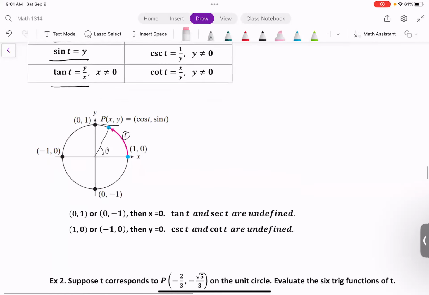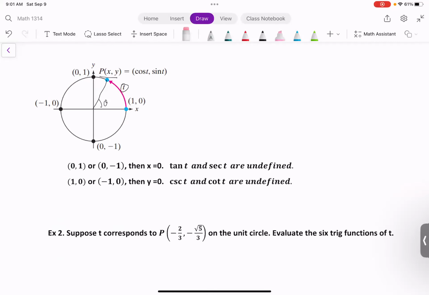All right, let's move on to see the special points. If I have the points 0, 1 or 0, negative 1, they both have x equals 0. Then tangent T and secant T are undefined. What is tangent T?